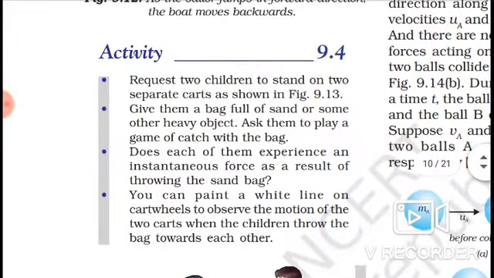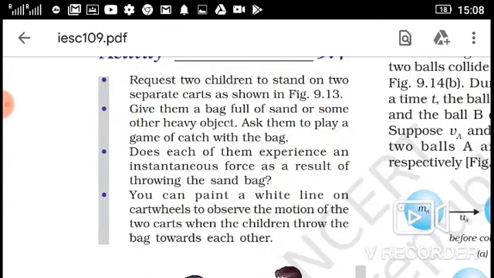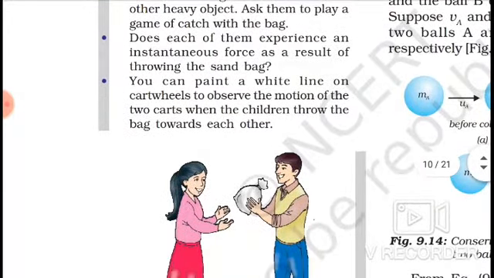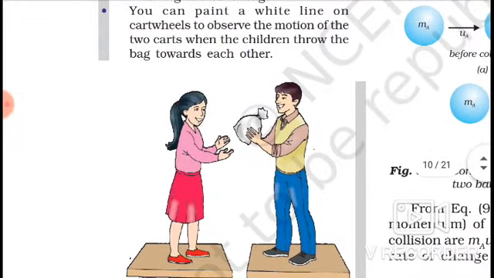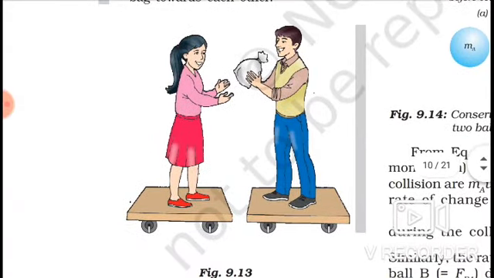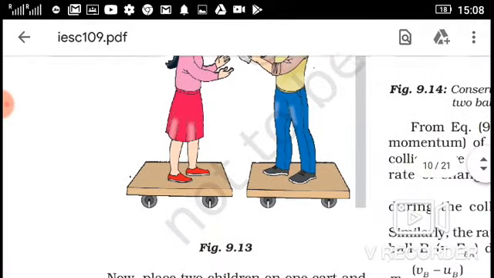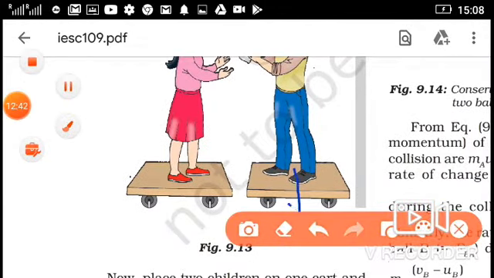Activity 9.4. We need 2 children for this activity. Require 2 children to stand on 2 different carts. Give them a bag full of sand or some other heavy objects. Ask them to play a game of catch with the bags. Does each of them experience an instantaneous force as a result of throwing the sandbag? You can paint a white line on the cart wheel and observe the motion. Suppose you just draw a line here.